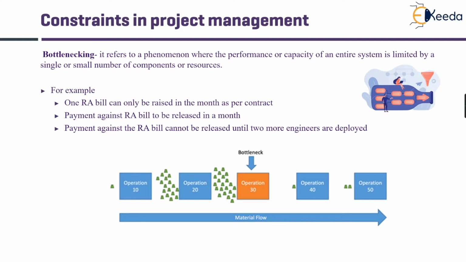You wish to have done a lot of work, but you can only raise one RA bill and you have to wait till the end of the next month to raise the next RA bill. Similarly, the payment against the RA bill will be released only after 1 month of submission of the RA bill. This is also a bottleneck, or the RA bill cannot be released until two more engineers are deployed. This is also a contract condition that might become a bottleneck for the project. Similarly, certain important payments to vendors, whose delay leads to their non-performance and thus directly affects critical activities, can also be called bottlenecks or constraints.